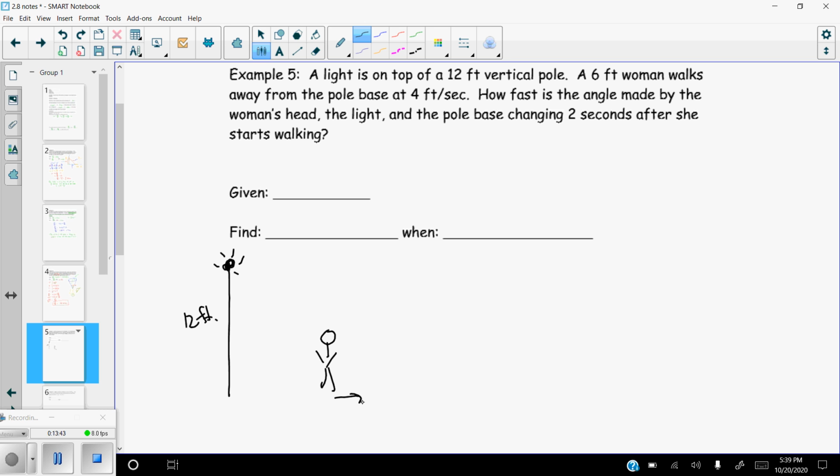Okay, so let's see, what are we given? The 12-foot pole, I've already done that. The woman herself is 6 feet tall. She's walking away from the pole base, so I actually probably should have put the arrow over here, because she's walking away from the pole base at 4 feet per second. Well, since that's a horizontal, we'll call that dx/dt, and that would be 4 feet per second. How fast is the angle made by the woman's head, the light, and the pole base changing 2 seconds after she starts walking? Well, the one thing I do know out of that is that t is 2.